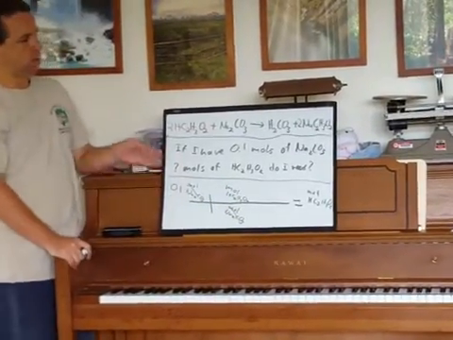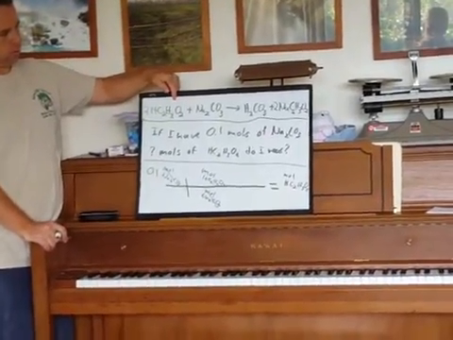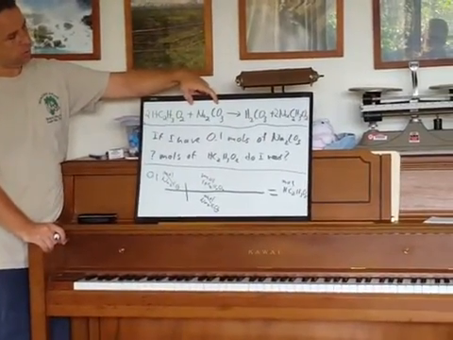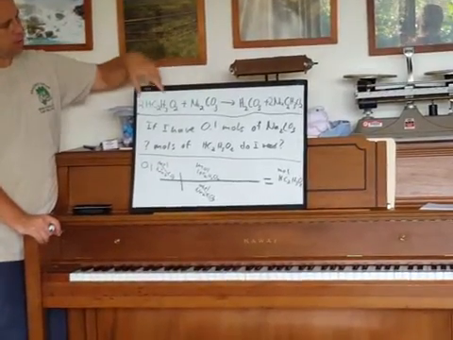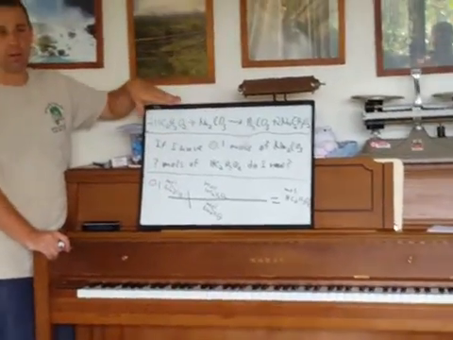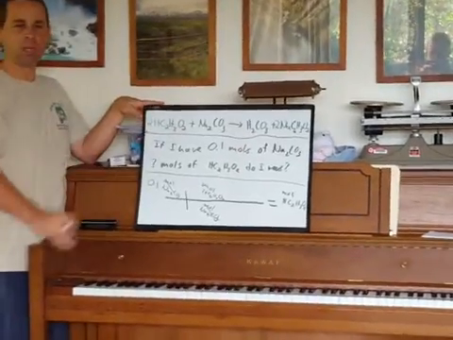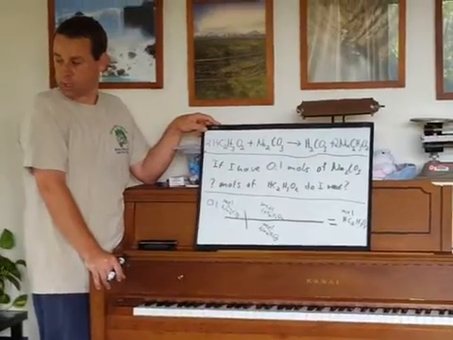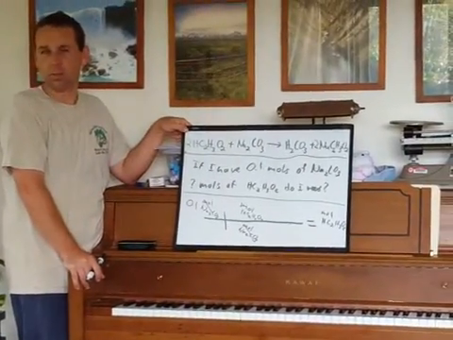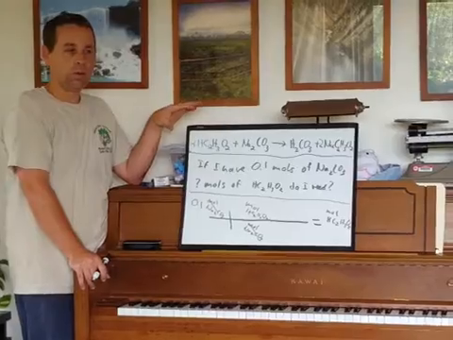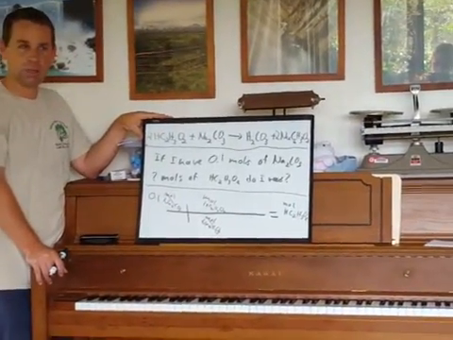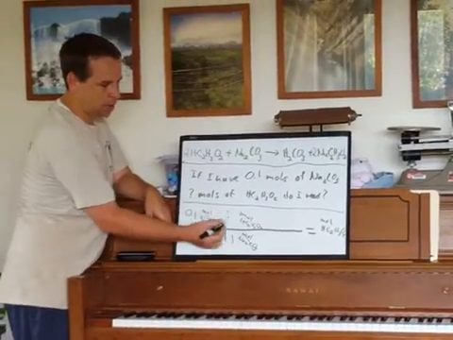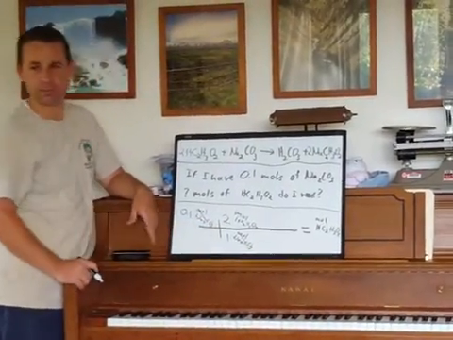2 HC2H3O2 combines with 1 Na2CO3. That's right. The ratio here is 2 to 1, and that's shown to me by my equation that I had to balance. We balanced this equation 2 days ago, remember? Was that yesterday? Yeah, yesterday. All right. So, this balanced equation tells me the ratio. It tells me for every 1 mole of these, I need 2 moles of these.